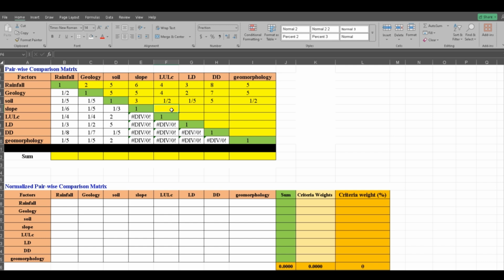Again here, slope versus land use land cover. Land use land cover is moderately important. I'll give a Saaty scale value of 3 for land use land cover, or 1/3 for slope. Slope versus lineament density. Lineament density is important. Slope versus drainage density. Slope is moderately more important than drainage density. Slope versus geomorphology. Geomorphology is moderately important.